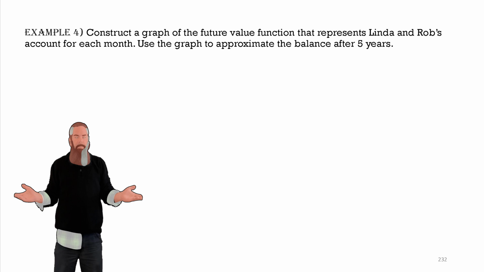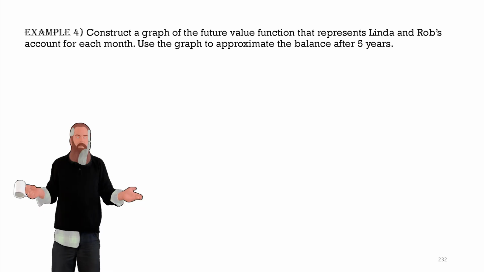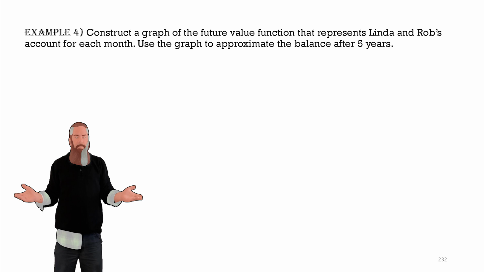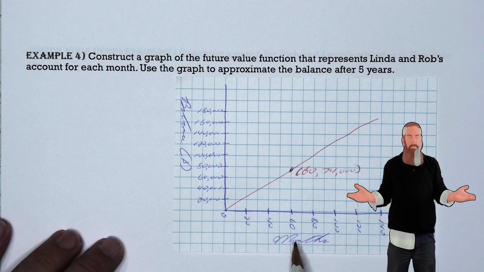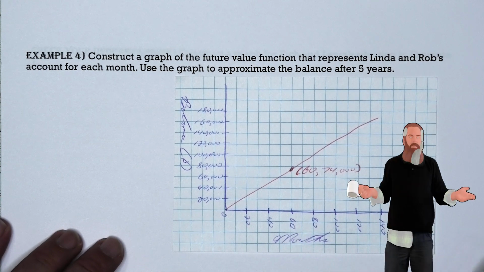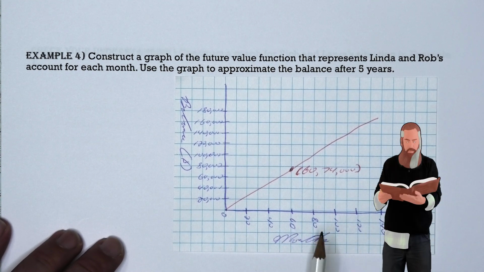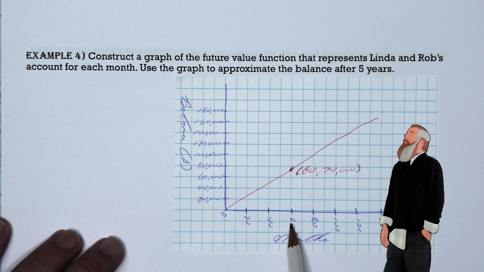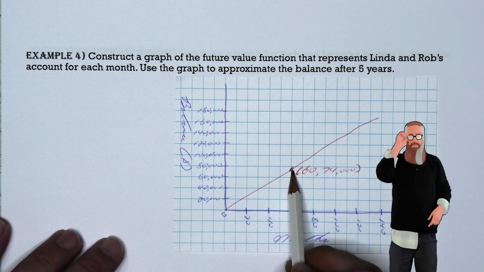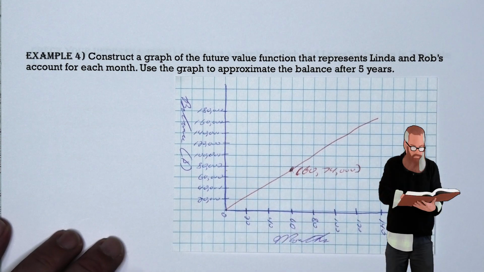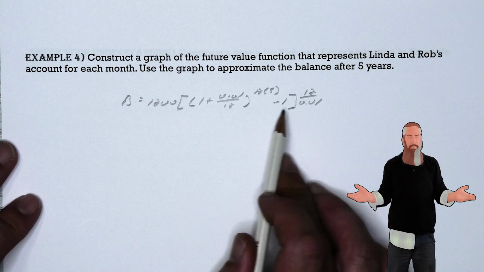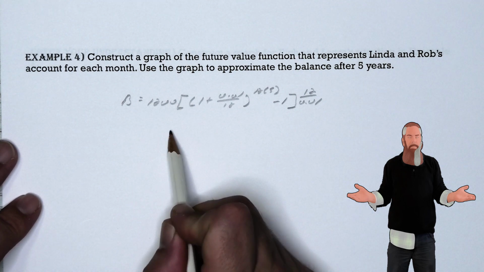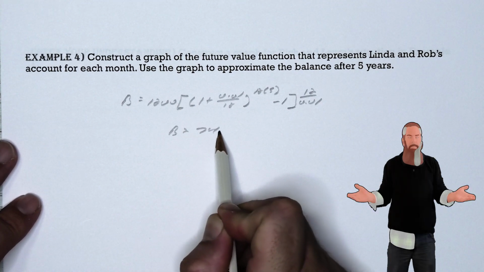Let's construct a graph of the future value function that represents Linda and Bob's account for each month. Use the graph to approximate the balance after 5 years. Having constructed the graph and understanding that the x-axis is not measuring years but months, they want to know about 5 years. And with 12 months a year, that means we're looking at 60 months. So at 60 months, we can approximate about $74,000. If we really wanted to see how good our graph was, we could substitute all of those values into the original function and find that B is in fact $74,000.